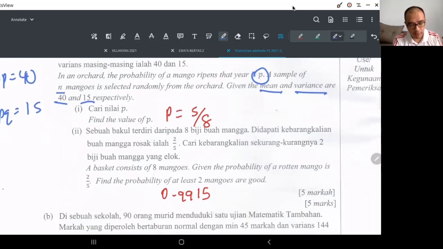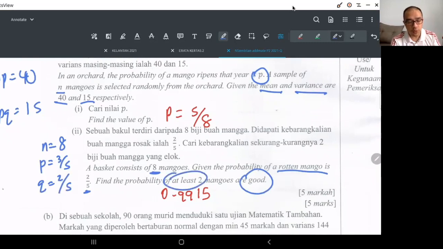Basket consists of 8 mangoes. Now you're given n equals 8. Given the probability of a rotten mango is 2 over 5. So if rotten mango is 2 over 5, the question is asking for good mangoes. So we want our p to be 3 over 5. Our q will be 2 over 5.